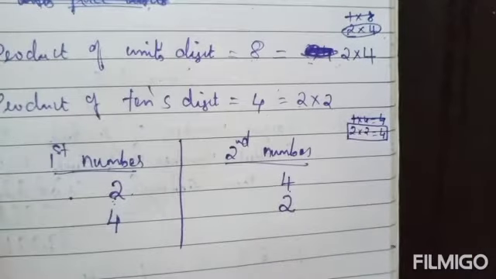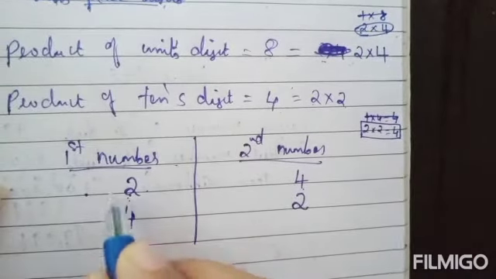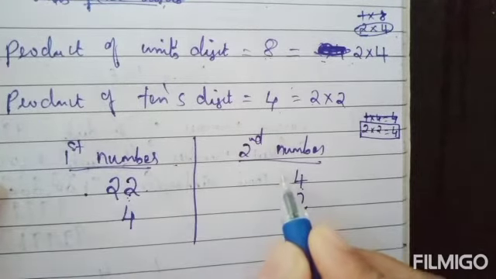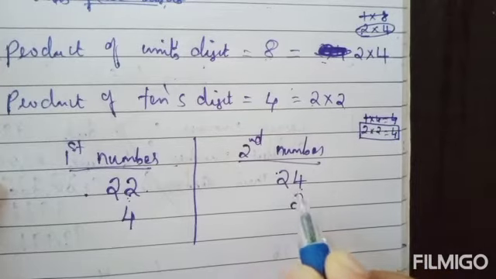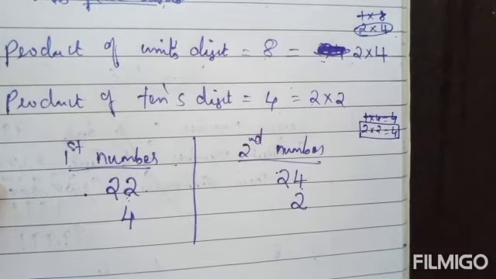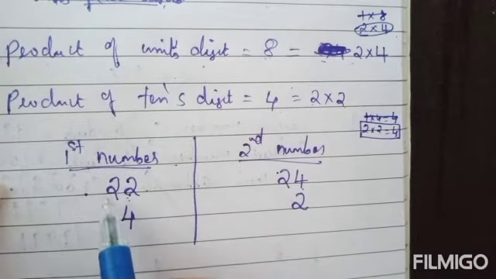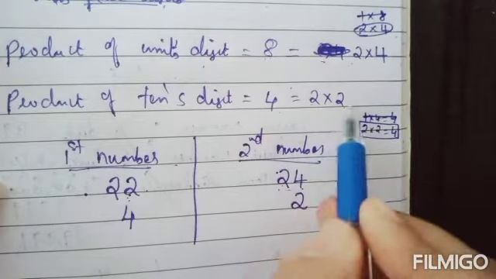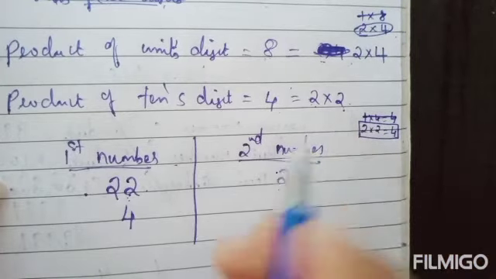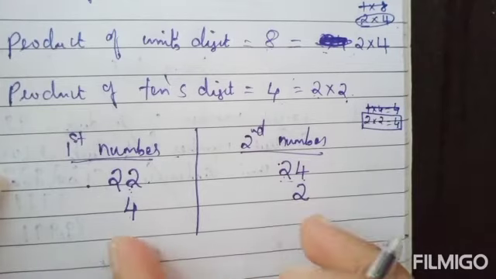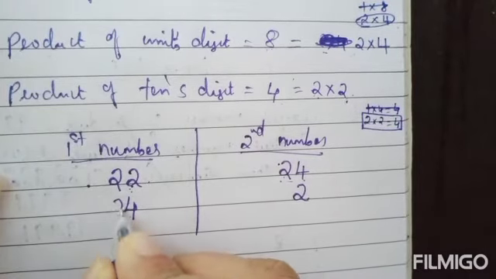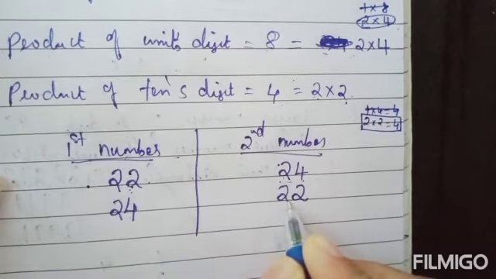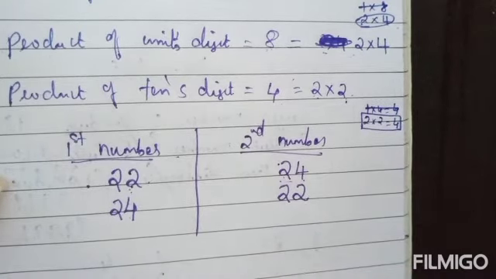Okay, so here if the first number has 2 in its tens place, the second number also has 2 in its tens place. Because 2 into 2, you will get 4. Okay, similarly in the second case also, if the first number contains 2 in the tens place, the second number also contains 2 in its tens place.